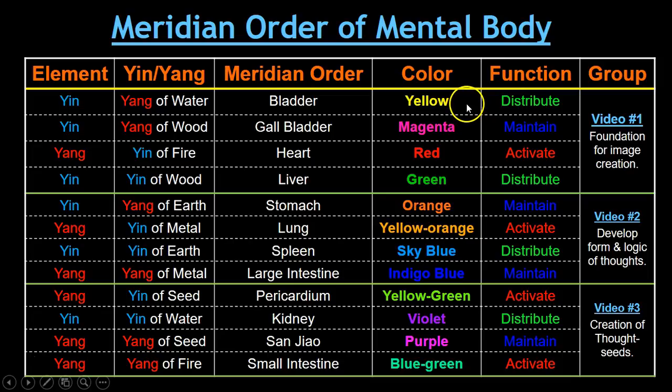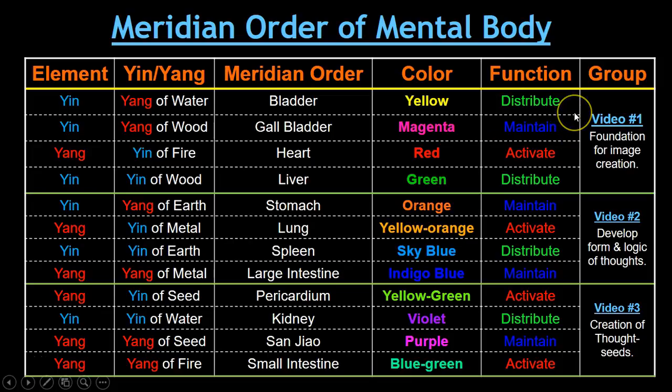And then you'll see here that we'll use these colors in the meditations on the order. And then you'll see that the functions here, which I'm not going to go into, are distribute, maintain, activate, distribute, maintain, activate, and so on. So the idea is that you create movement through distribution, and then you maintain that movement, and then you activate that movement. And then once it's activated, you distribute it, and then maintain it, and then activate it, distribute it. So you have this process, this structure, this logic, which is building the mental processes.